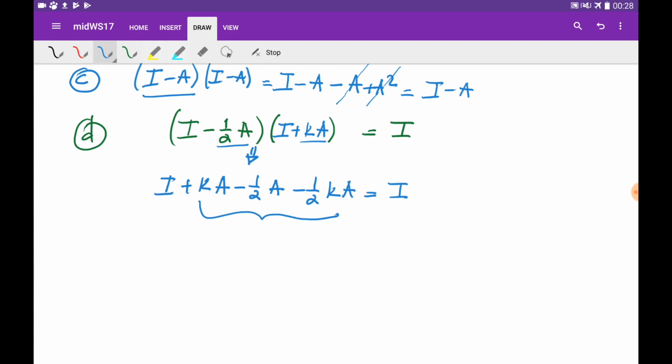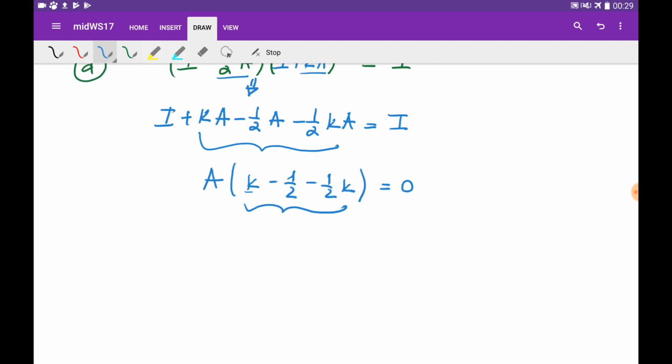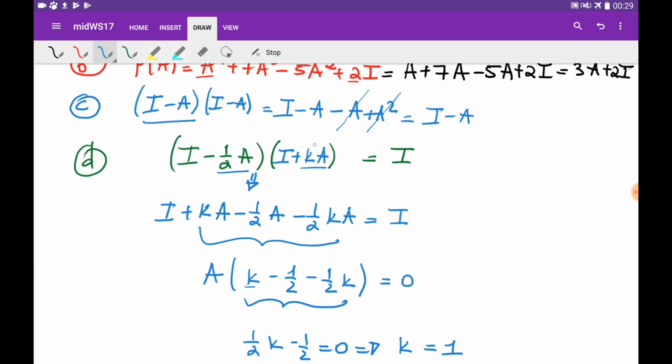So let me take out the A from the brackets. If I do this, we obtain k minus 1 over 2 minus 1 over 2 k equal to 0, right? Only in a case when these coefficients are equal to 0. So k minus 1 over 2 k is going to be 1 over 2 k minus 1 over 2 equal to 0. From here we obtain that k is equal to simply 1. So if I substitute k equal to 1, I obtain the matrix in the form of I plus A, and this is going to be the inverse of I minus 1 over 2 A, since their multiplication is equal to the identity matrix.